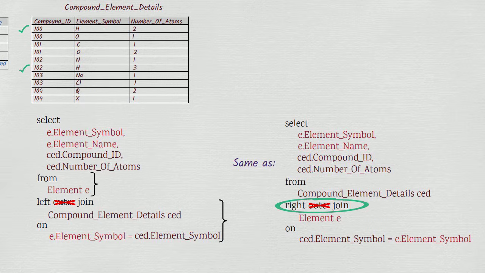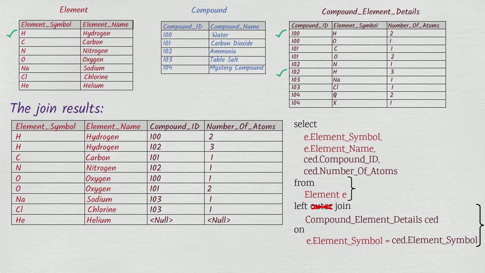Let's look at the results of our left outer join. The meaning of the first row is: the element with element symbol H is called hydrogen, and 2 atoms of it occur in a molecule of compound 100. The meaning of the second row is: the element with element symbol H is called hydrogen, and 3 atoms of it occur in a molecule of compound 102. Now let's skip down to the last row, the one for element symbol He. There weren't any matching rows in compound element details for element symbol He, so there simply are no applicable values for compound ID or number of atoms on this row of the join results.